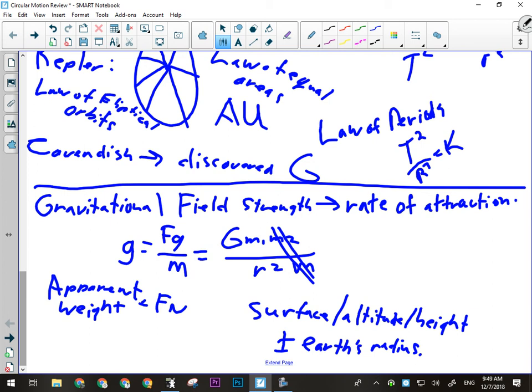So you can't read my writing? Which part? Yeah, T squared over r cubed equals k. Right. Here, law of periods. Yeah, that's a p. It kind of went into my e there.